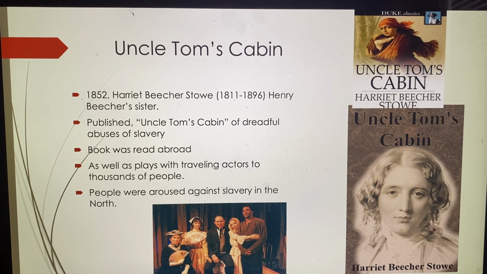And then they started making plays on Uncle Tom's Cabin, and these actors would travel over a great distance and put on their plays, and thousands of people would come to see the plays, and the plays were very much against slavery. People were aroused against slavery in the North by Uncle Tom's Cabin, the book, and the plays. So now would be the time. What do you think would happen? Of course, we look. The nation would be divided. The Civil War was about to occur.